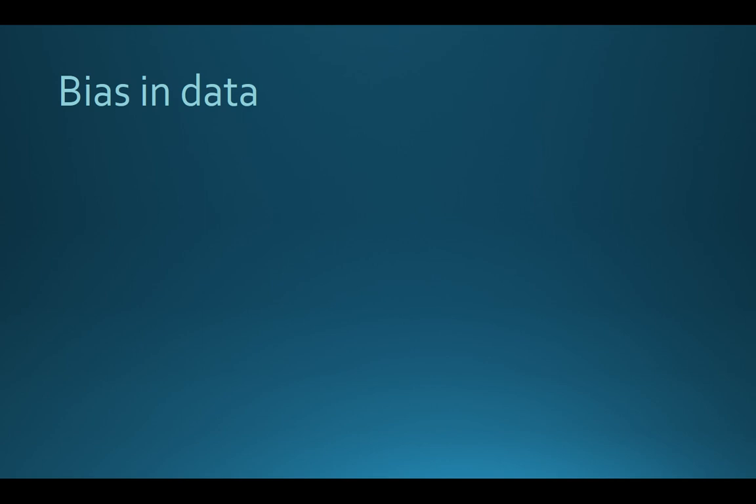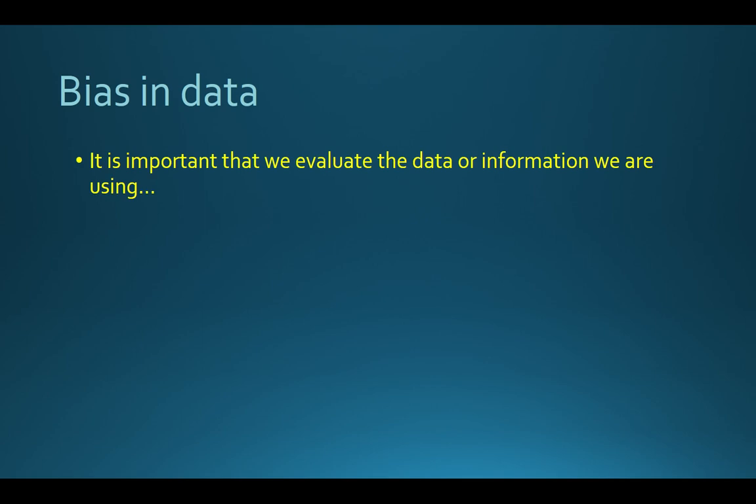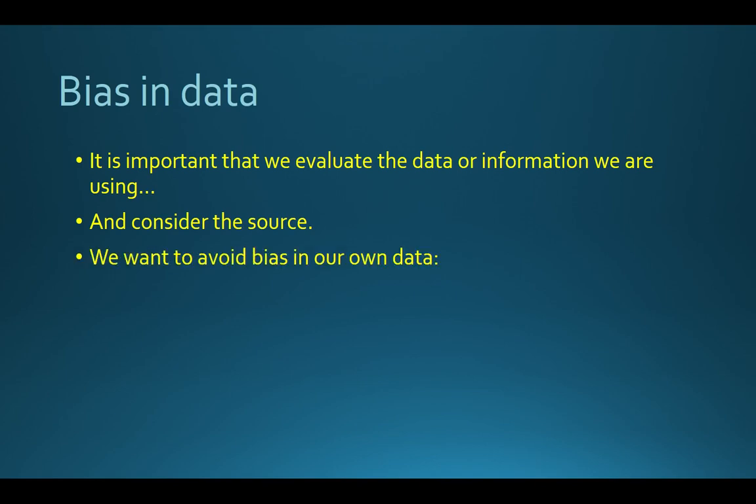Let's move on to talk about bias in data, because this is also a very important point. It's important that we evaluate the data or information that we're using and that we consider the source. So guys, what we're saying here is just don't grab any data. Think about where you're getting it from and evaluate it, because we want to avoid bias in our own data. We definitely don't want to paint a biased picture. That means we want the data to be representative. Right? We want to tell a representative story.